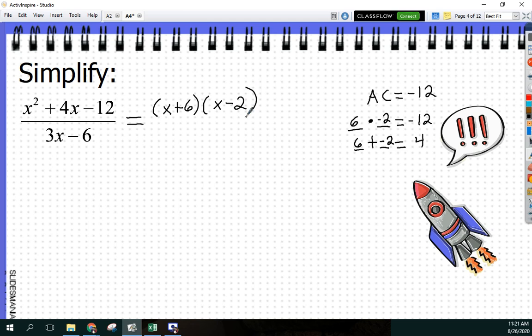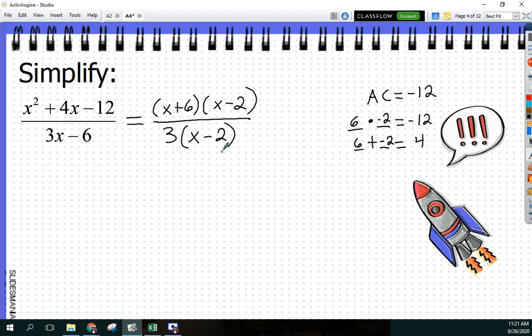Now notice that as of right now, that's not going to reduce with anything in our denominator. But recall, we always want to look for a GCF. So for 3x minus 6, we do have a common factor of 3. So we have 3 times, and we would have left over x minus 2.